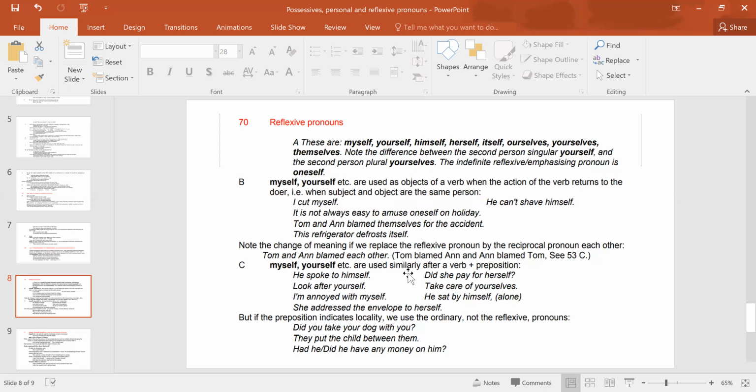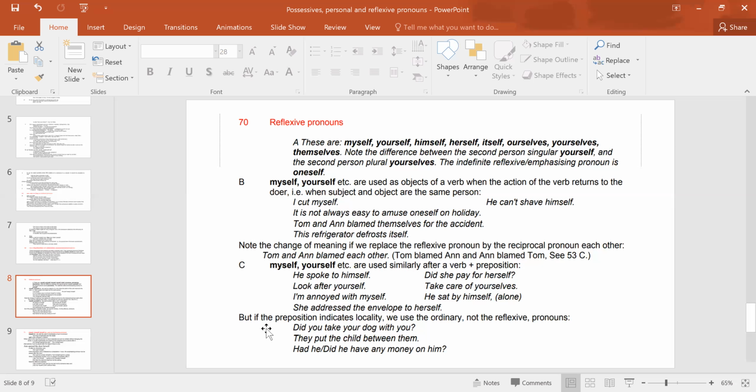Myself, yourself, etc. are used similarly after a verb plus preposition. For example, "he spoke to": "spoke" is the verb and "to" is the preposition. He spoke to himself. Did she pray for herself? Take care of yourself. He said it by himself. I'm angry with myself. Look after yourself. She addressed the envelope to herself.